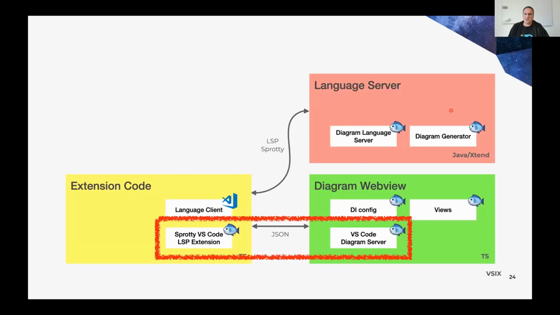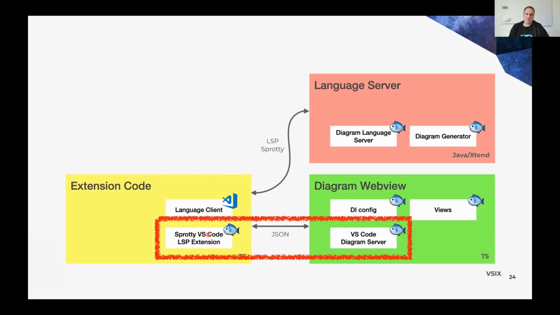So now we have the language server that has a diagram server and that has this diagram generator, and it sends some LSP messages here. And this is extended LSP with these two methods that I just showed you. How do we make sure these messages are actually processed somewhere? And this is where Sprotty VS Code comes in.